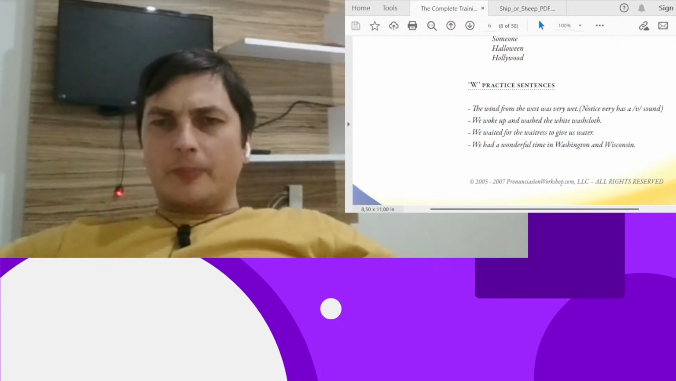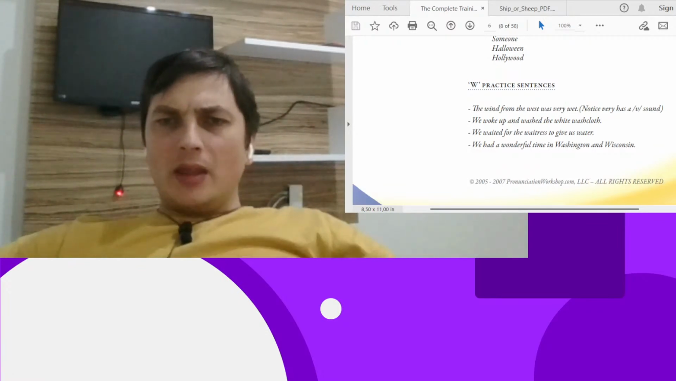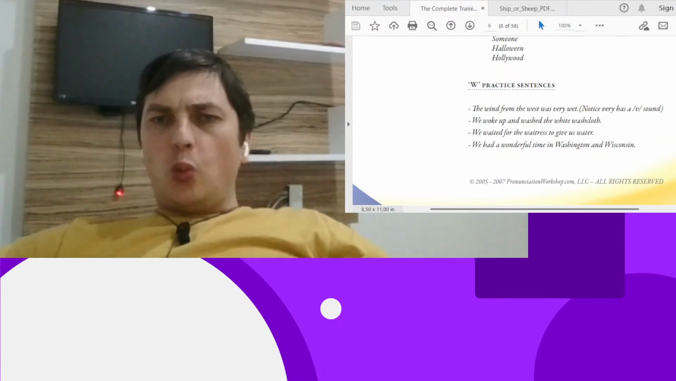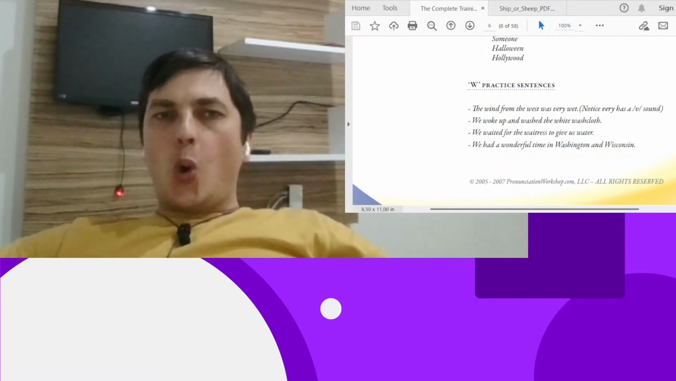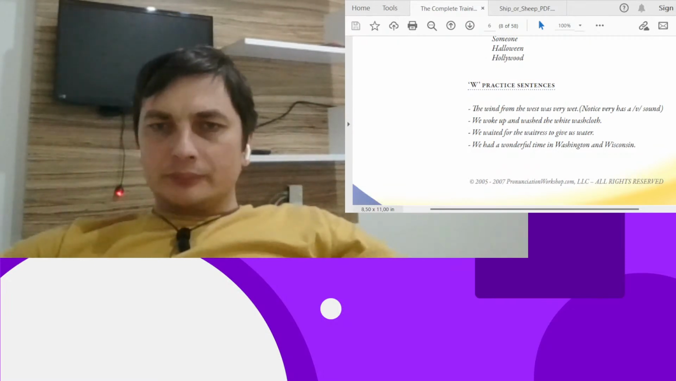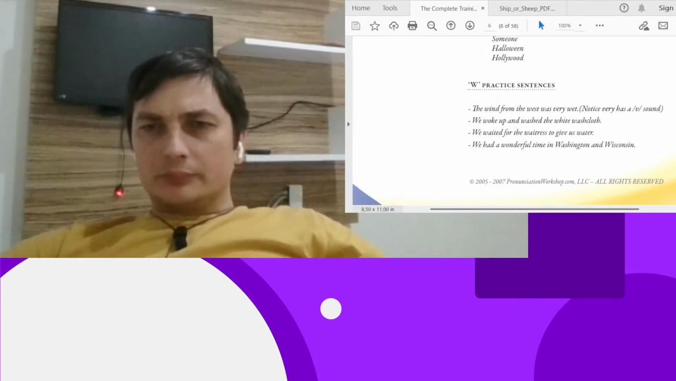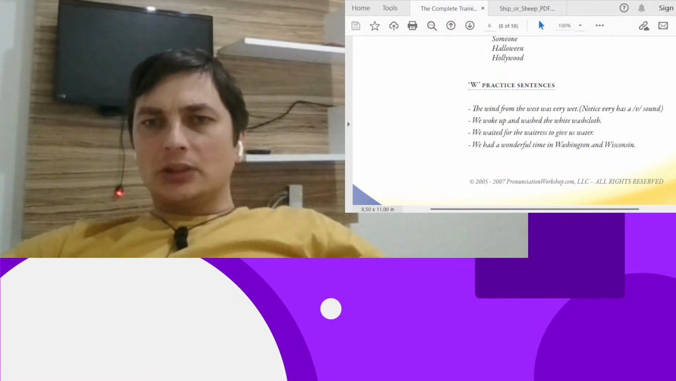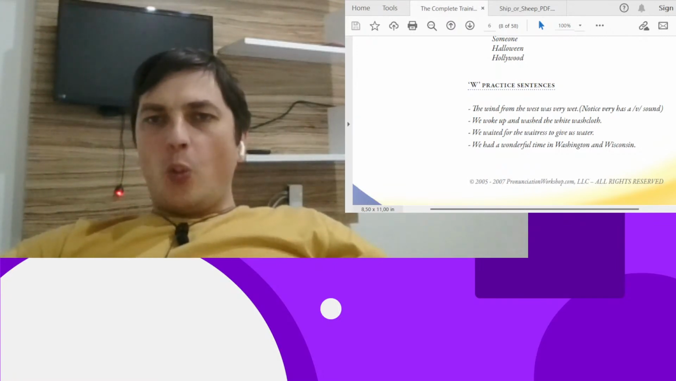Now practice these W sentences. The wind from the west was very wet.